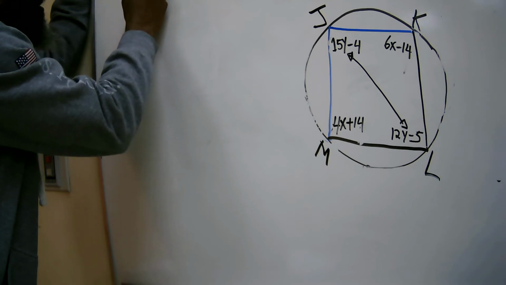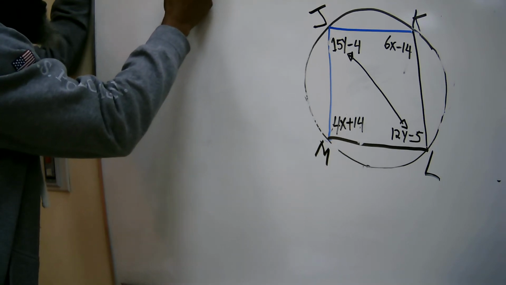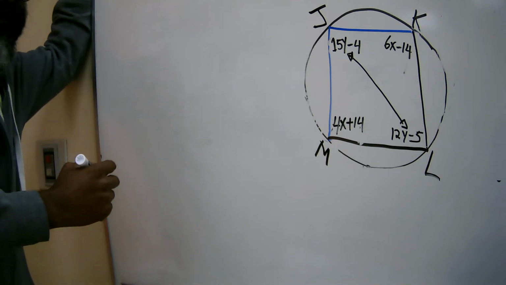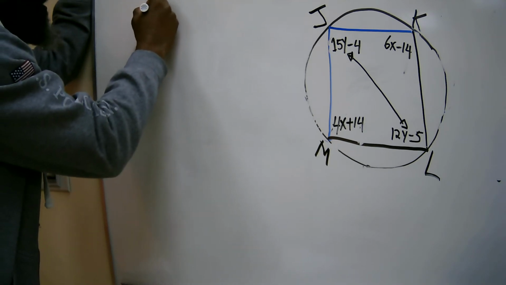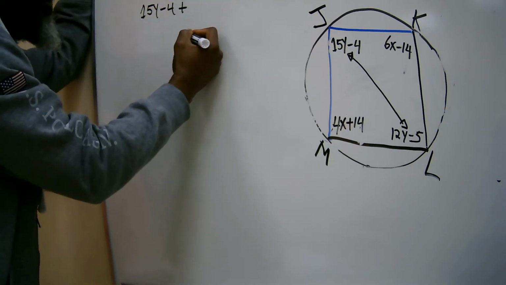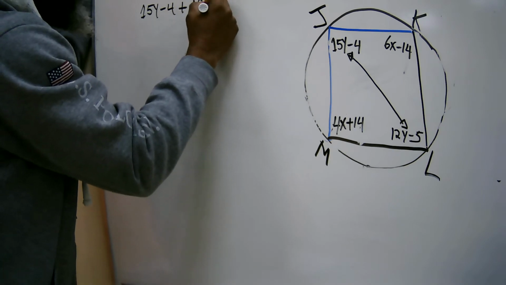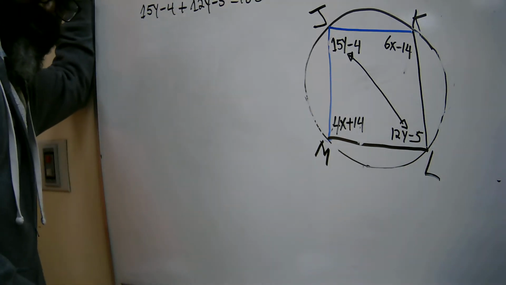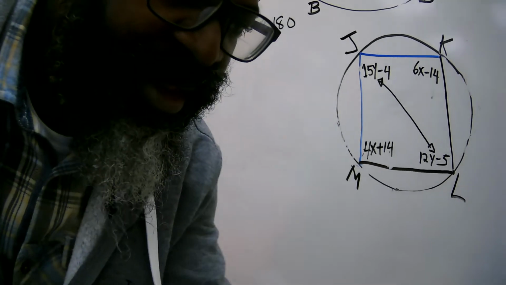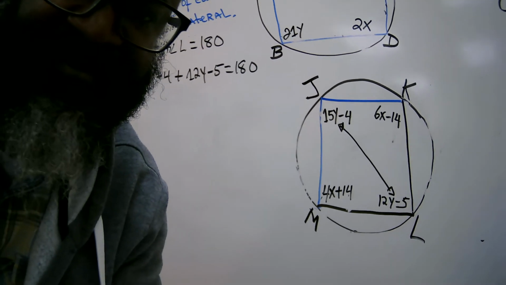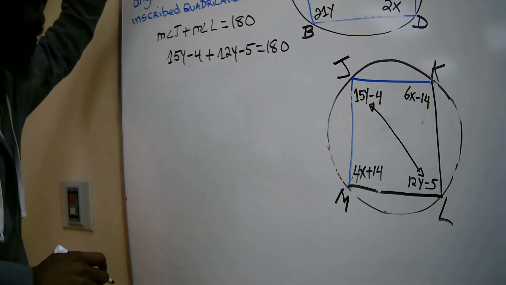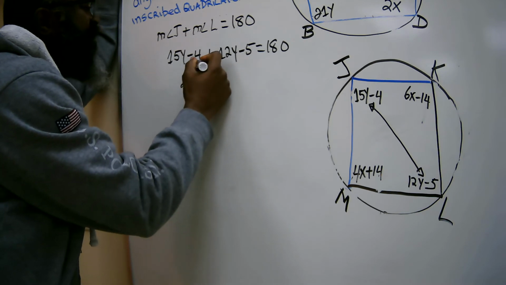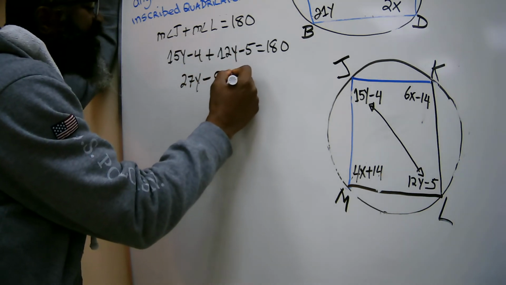So the measure of angle J plus the measure of angle L, those being opposite to each other, must be equal to 180. Then you replace those algebraic expressions, where you have 15y minus 4 plus 12y minus 5 is equal to 180. That's your model equation. Now you just do your thing by simplifying your equation. You combine like terms: 15y plus 12y will give you 27y. Minus 4 minus 5 will give you minus 9, is equal to 180.